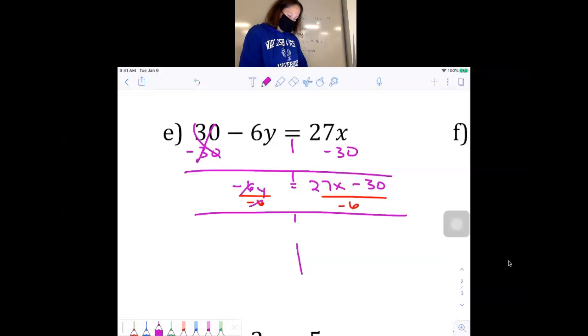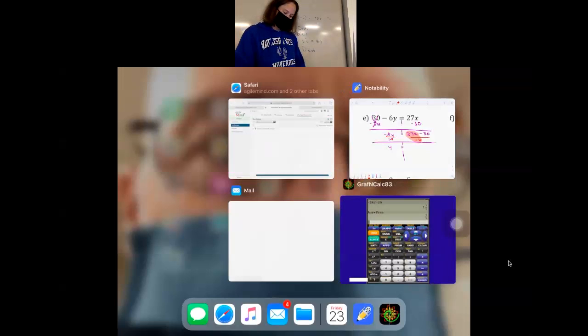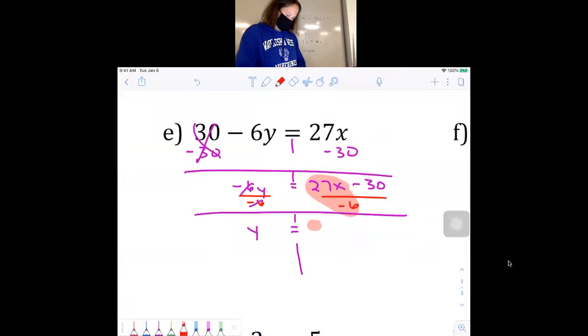So this is where your calculator comes in handy. I can tell you for a fact that negative 6 does not go evenly into 27. So get your calculator out. 27 divided by negative 6. It gives me negative 4.5, but remember, we don't want that, especially this chapter. So math, fraction, enter, that's what we want. Yep. Negative 9/2. So that's negative 9/2 x. And then what do we get when we take negative 30 divided by negative 6? Positive 5. Done.